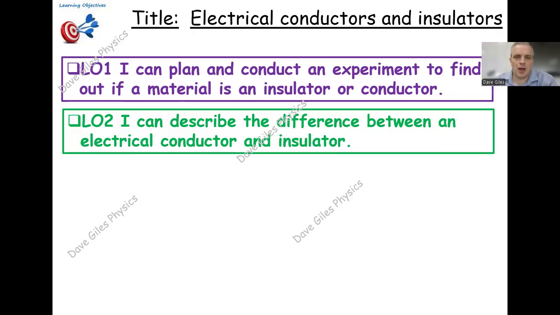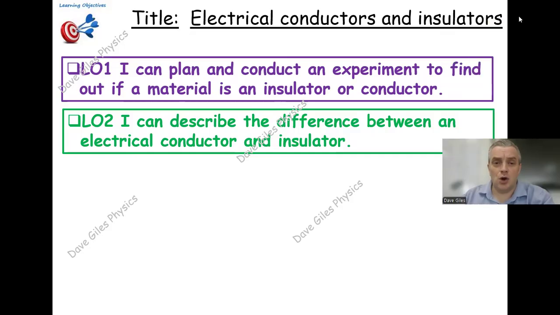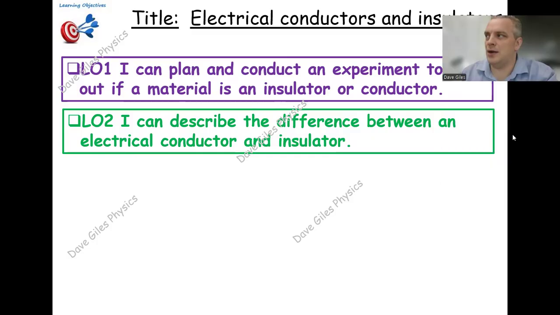IGCSE Physics, and we're looking at the electricity unit, a fairly short lesson looking at the difference between electrical conductors and insulators. And today we're going to make a plan to conduct an experiment to find out if a material is an insulator or a conductor, and describe the differences between electrical conductors and insulators.